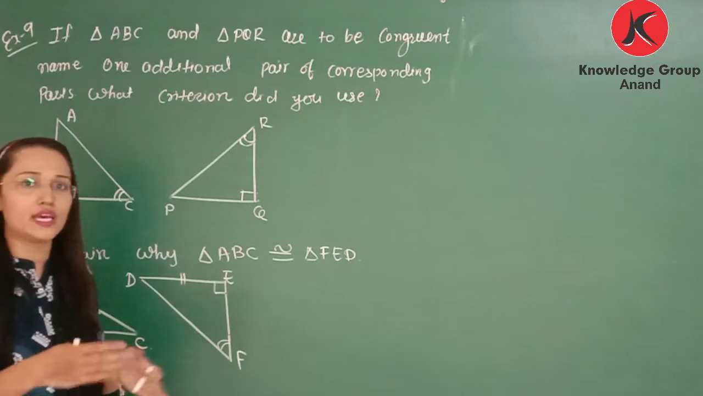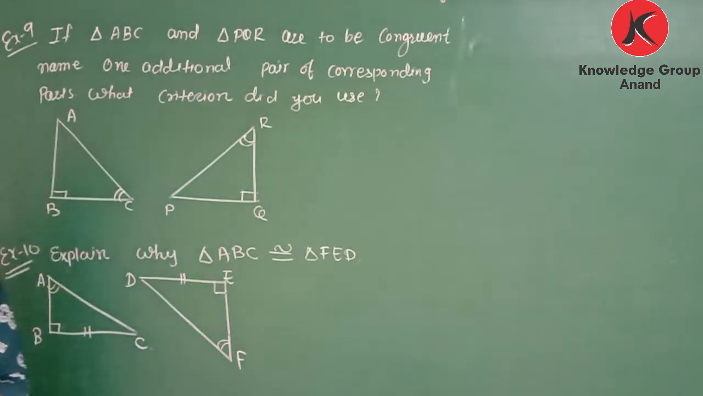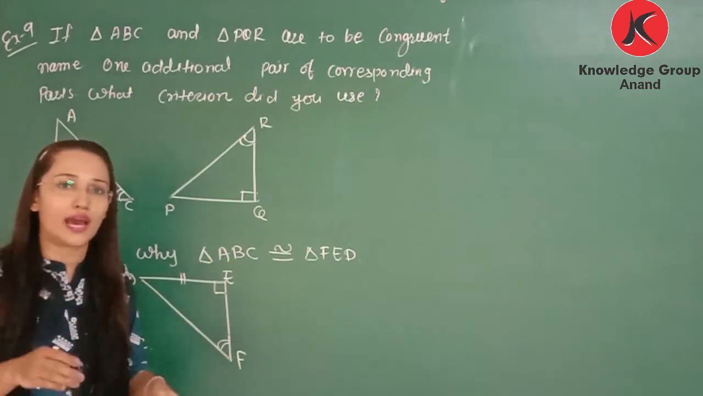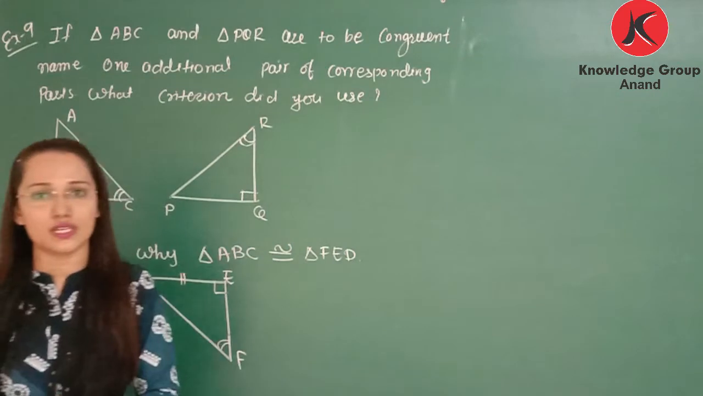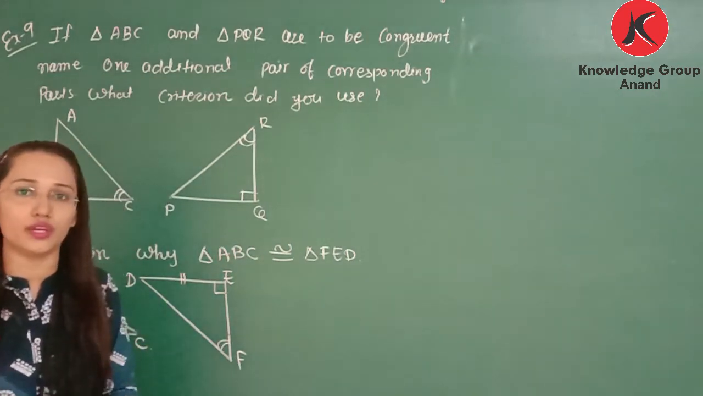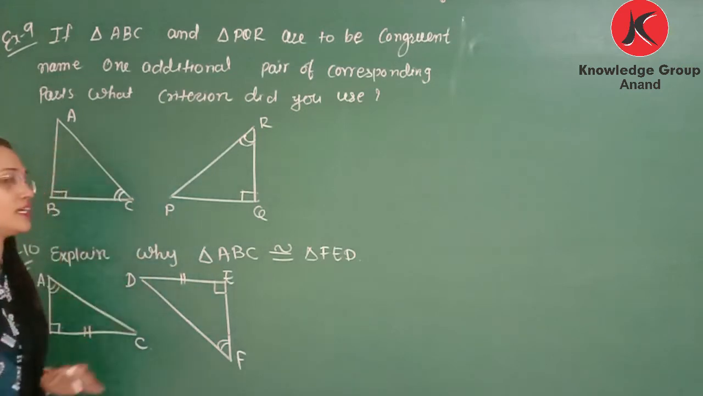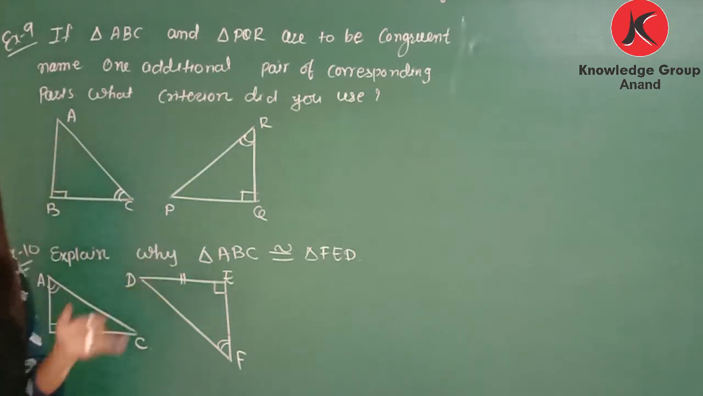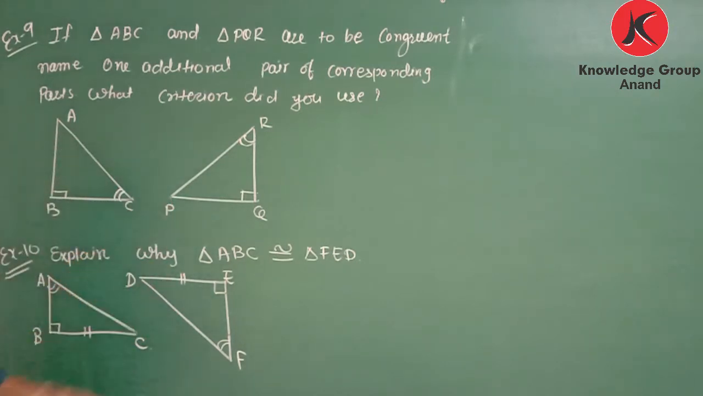Then we learn ASA. It means two angles and one side. Again there are three conditions, two angles and one side. And after that we learn RHS, that is right angle, hypotenuse and side. Again we learn that there must be three conditions satisfied. So here two conditions are given in a figure and you need to find which third condition must be there so that these two triangles are congruent.